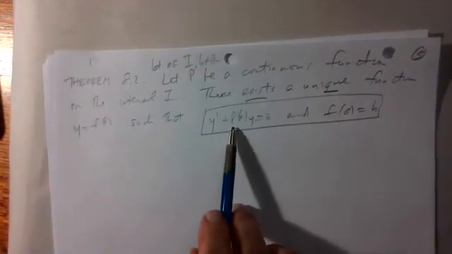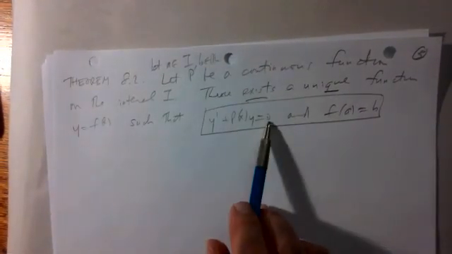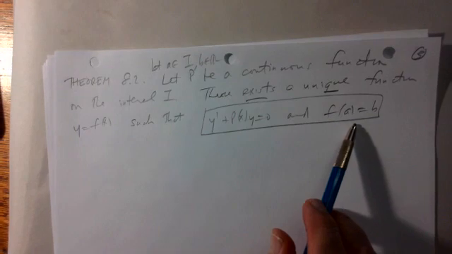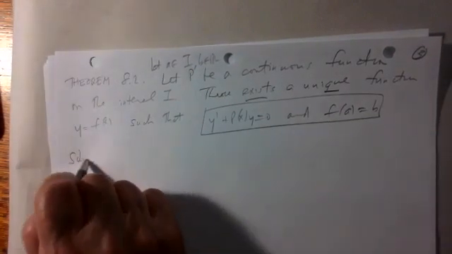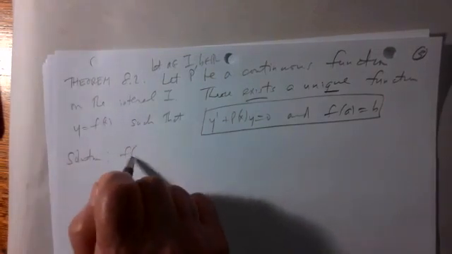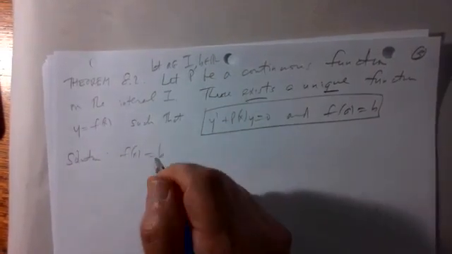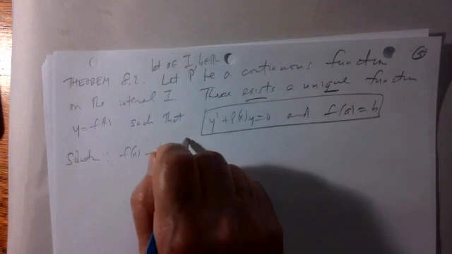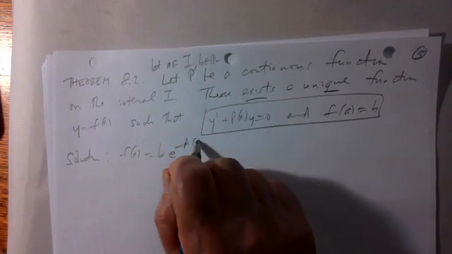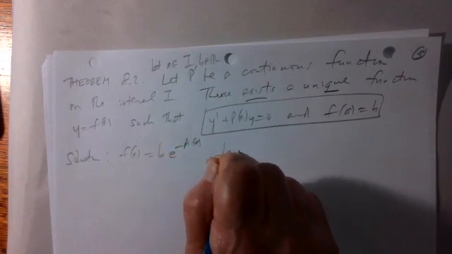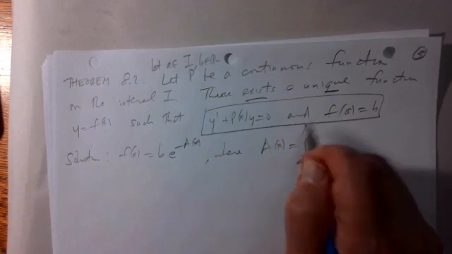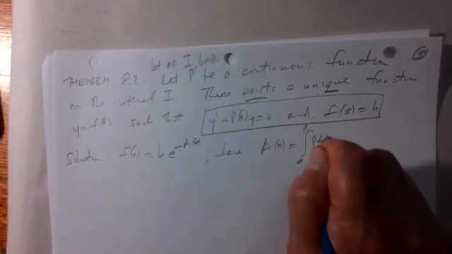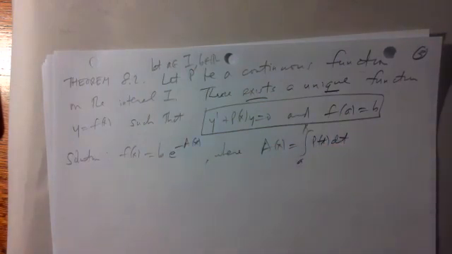So if you're given this linear differential equation, homogeneous in first order, and an initial condition, there's one and only one solution. And what is the solution? It's f(x) equals b e to the minus A(x), where A(x) is the integral from a to x of p(t) dt.